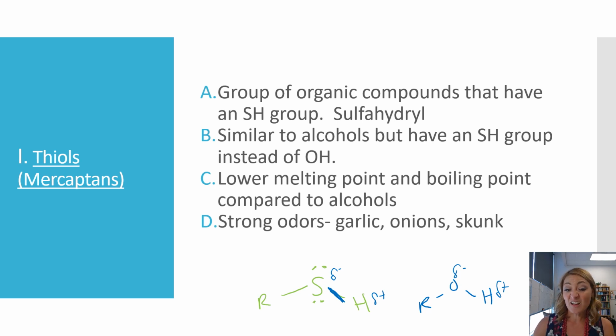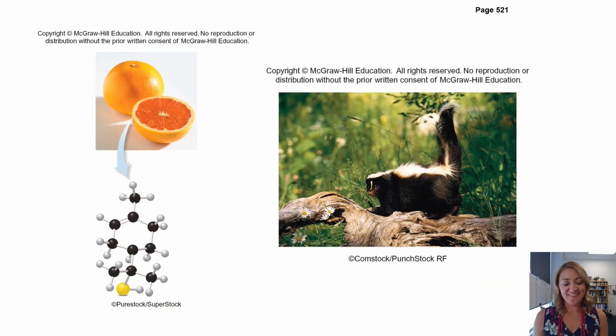What is fun about our thiols is that they're responsible for some really stinky stuff. So a lot of the strong odors of garlic and onions and skunk and beer that's gone bad are a result of thiols. Right, so as we said, thiols are responsible for a lot of pungent odors and strong odors. Grapefruit is a good example of this. The odor of grapefruit comes from a mercaptan.